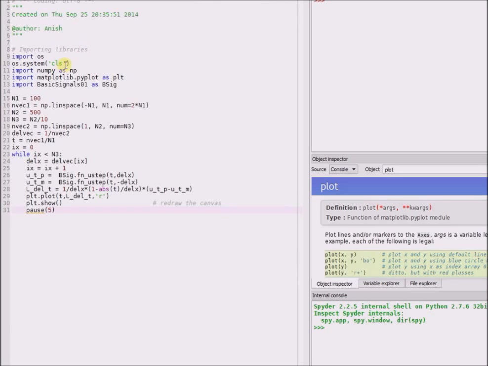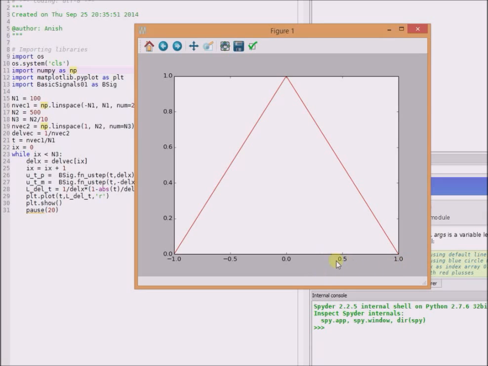This Python code basically simulates a triangular pulse and it shows the pulse for different values of the base width delta. The base width is 2 delta. We can clearly see that for delta equal to 1, the base width is equal to 2 delta, which is equal to 2, and the peak value is equal to 1. So the area of the triangle is still given by 1.